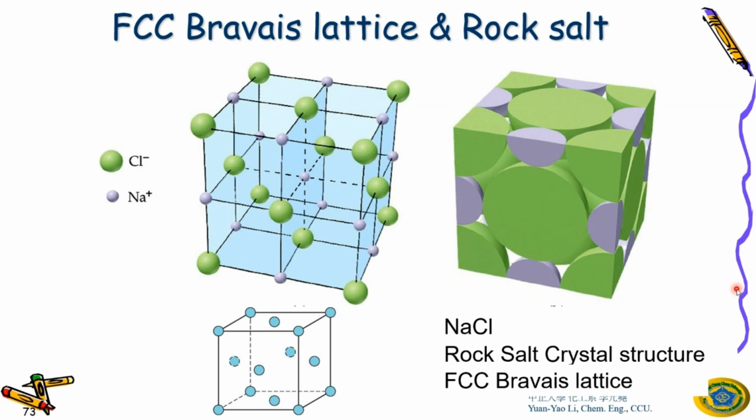Okay, how about rock salt? Rock salt is like this. You have the chlorine anion here, 1, 2, 3, 4, 5, 1, 2, 3, 4, 5, right? This chlorine anion, sodium cation. So one layer is 5, 4, 5, and one is 4, 5, 4. And this is rock salt.